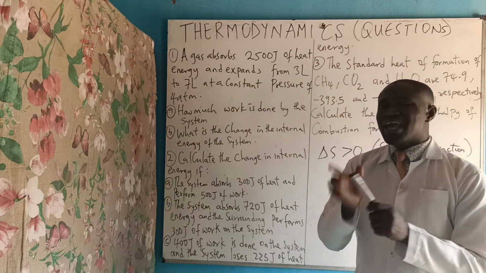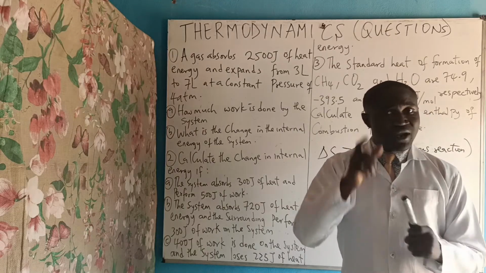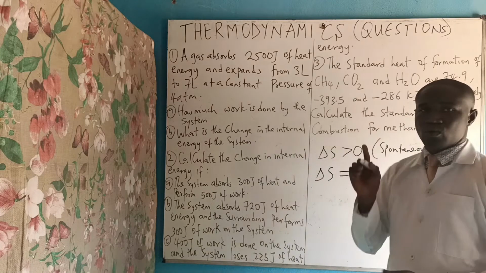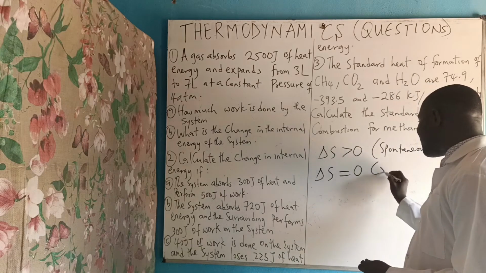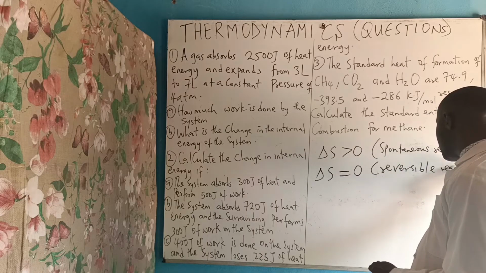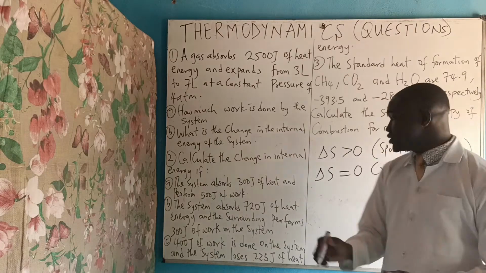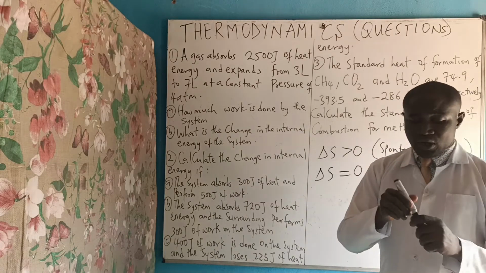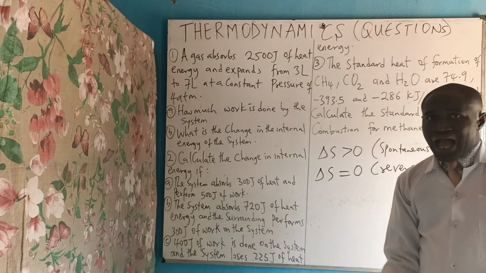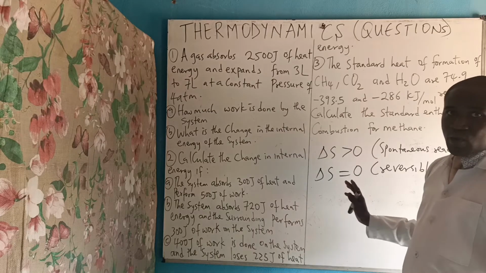But for a reaction to be reversible, the entropy change should be equal to 0. That is for a reversible reaction. So this is for a reaction to be spontaneous, and this is for a reaction to be reversible. That means for this to go down and go up, the entropy change should be equal to 0.